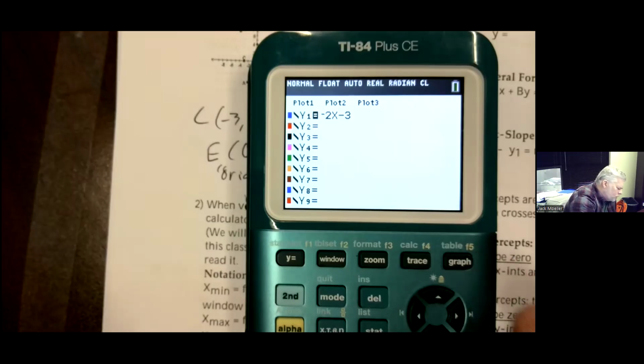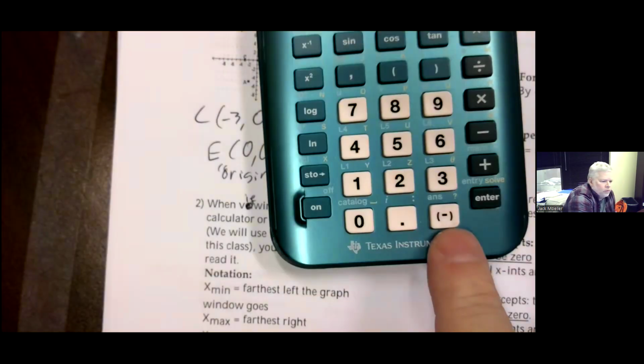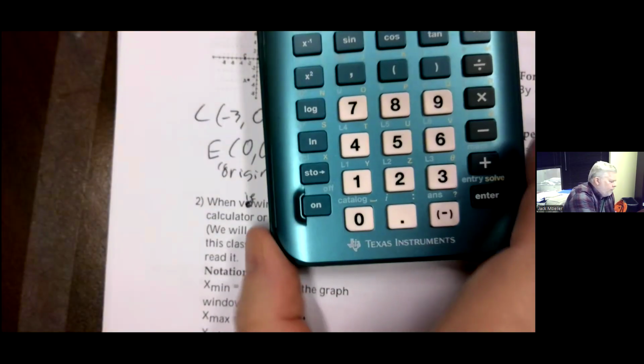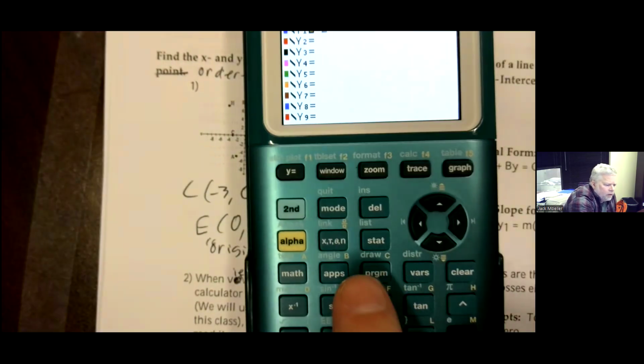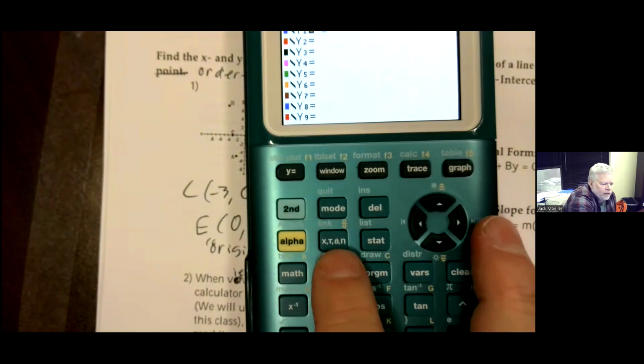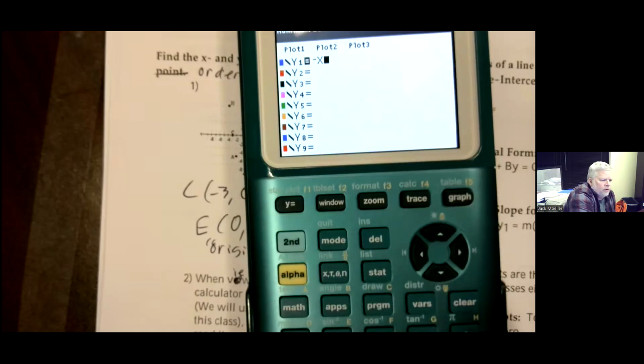Oh, let me just start from the beginning. All right, so if I want to do negative 2x, anytime you're doing negatives up front, make sure that you use your negative button, not the subtract button. And so how do you get the variable? Right here, right next to alpha. That x, the t, that's your variable button.